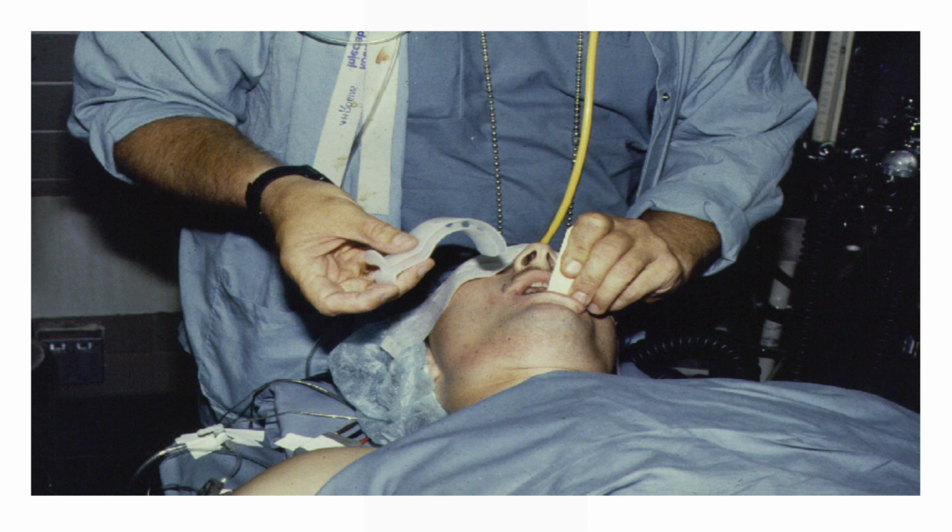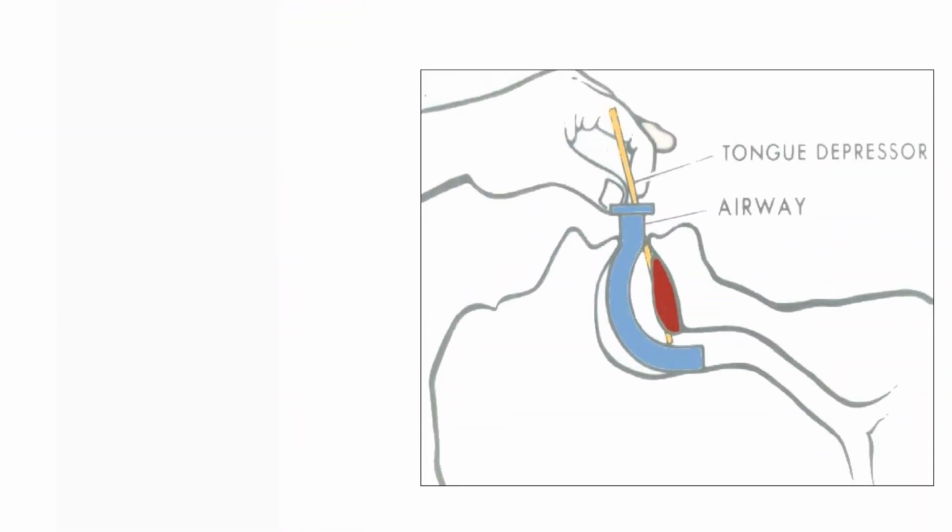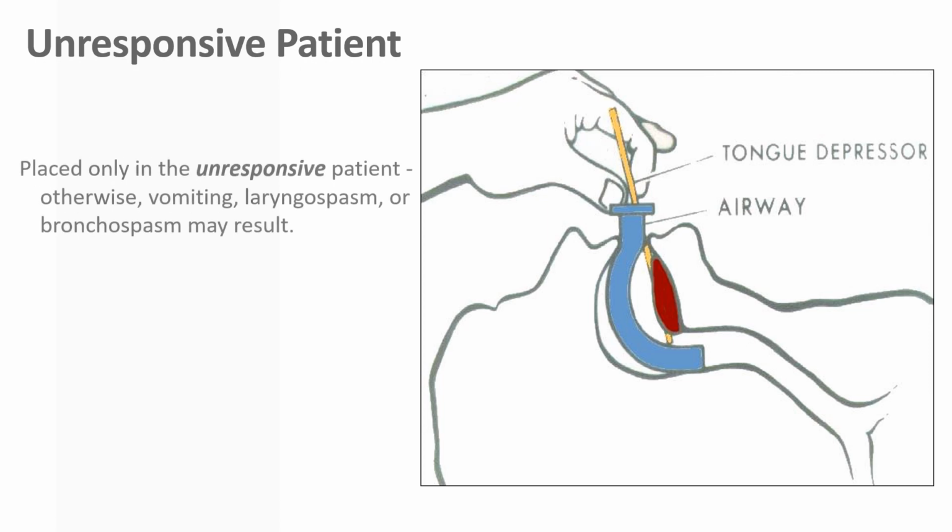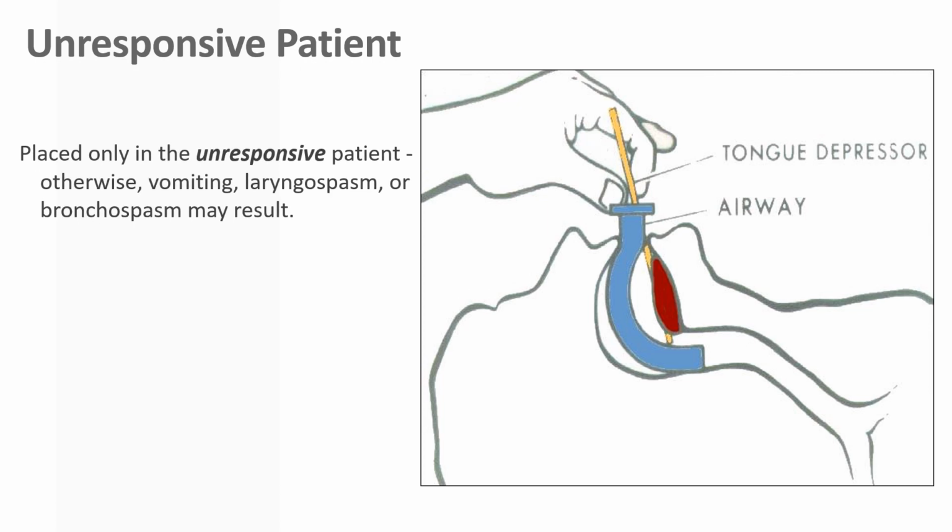The other thing you can do is take a 4x4, grab the tongue and pull it out, would be another way to put it in. And then we'll talk about a couple of others. So there's the simplicity of it. All you're doing is getting that tongue out of the way so you can move that oral airway back to the back. Now, who do you not put an oral airway in?